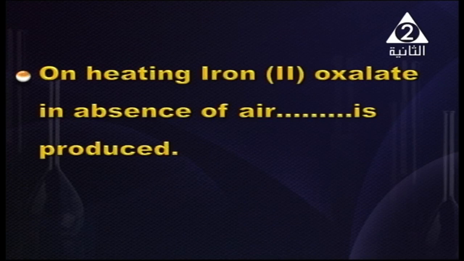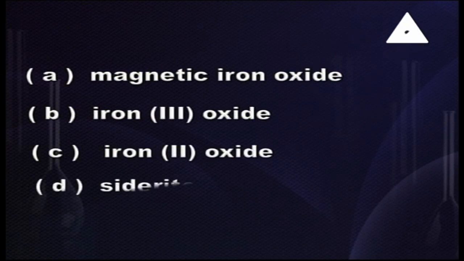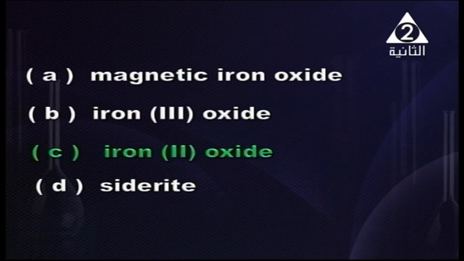Next point: when heating iron 2 oxalate in the absence of air, what is produced? Is it magnetic iron oxide, iron 3 oxide, or iron 2 oxide? If you think about it, my dear student, you will find the answer. It will be iron 2 oxide. Remember that heating iron 2 oxalate in the presence of air doesn't form iron 2 oxide. It forms iron 3 oxide. But in the absence of air, it gives iron 2 oxide.